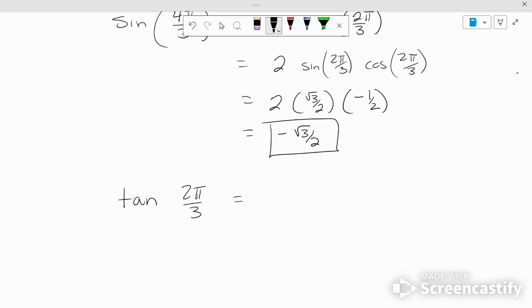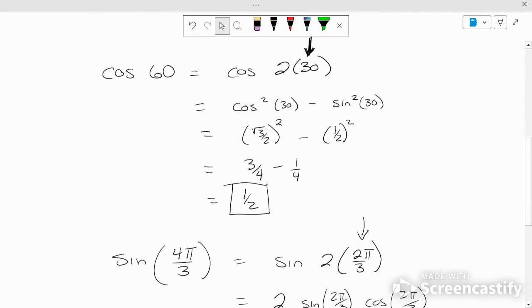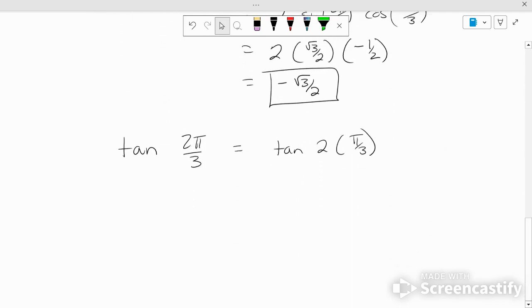Tangent of 2 pi over 3, which is the tangent of 2 times pi over 3. And I don't even remember that formula. 2 tangent of x over 1 minus tangent squared of x. Which is 2 tangent of pi over 3 over 1 minus the tangent of pi over 3 squared.